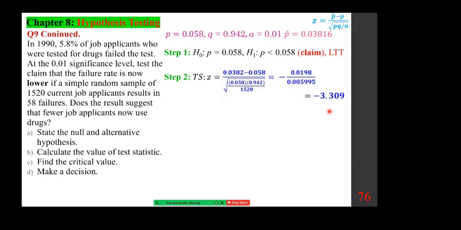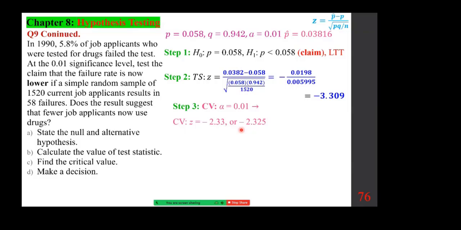Critical value comes from the choice of alpha, and the table or technology that you use. Remember, you're using the Z table. With proportion, you only and always use the Z table. So alpha of 0.01 results in negative 2.33 or negative 2.325.